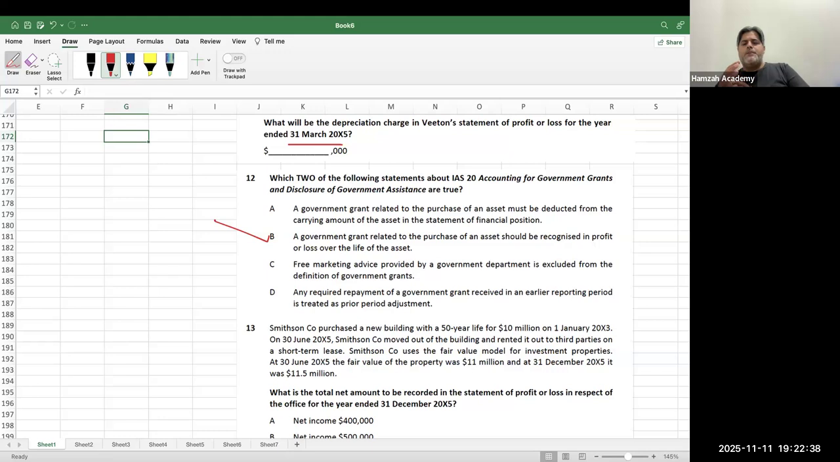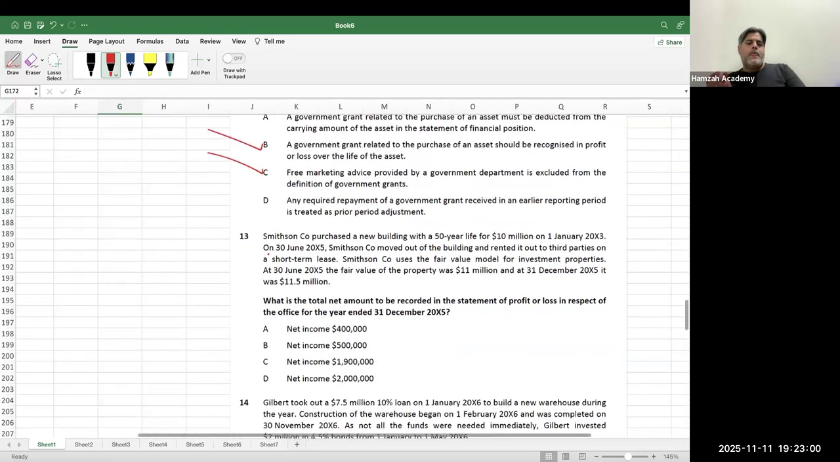And then: any required repayment of a government grant received in an earlier reporting period is treated as a prior period adjustment. No, not as a prior period. We do the adjustment in the current year. We don't go with the opening balances only. We straight away record it in the current year. So this statement is wrong, and this C is correct over here. So the answer is going to be B and C.